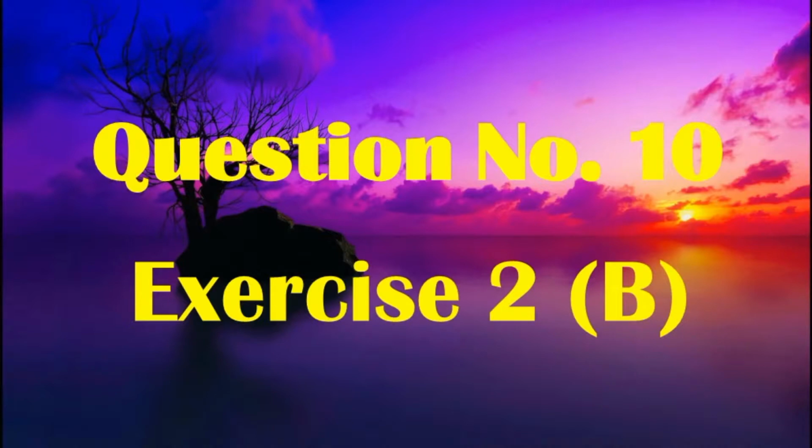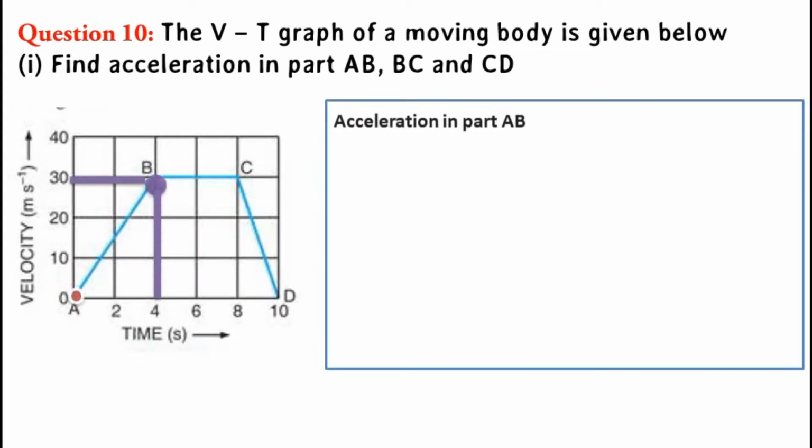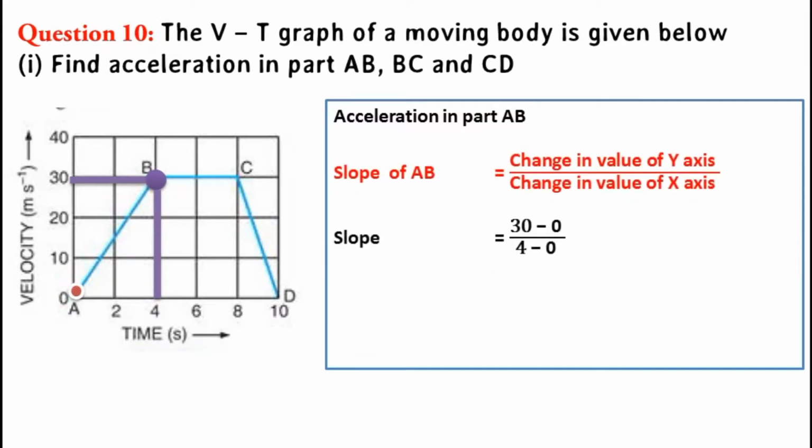Question number 10. The velocity time graph of a moving body is given below. Number 1. Find acceleration in part AB, BC and CD. Remember, from a velocity time graph, acceleration we can find by finding the slope and displacement by finding area. So the first part is to find acceleration. Acceleration in part AB is equal to the slope of AB, which is equal to 30 minus 0 divided by 4 minus 0, which is equal to 30 by 4, which is equal to 7.5 meter per second square.